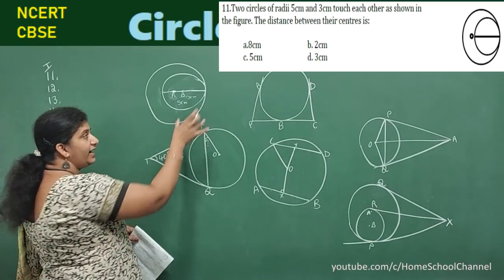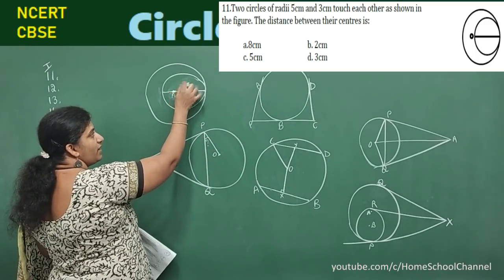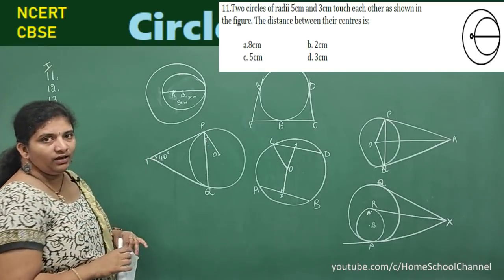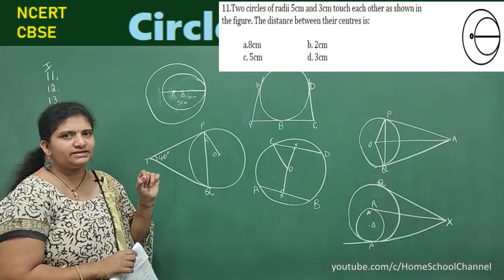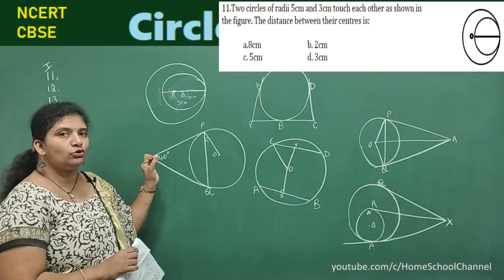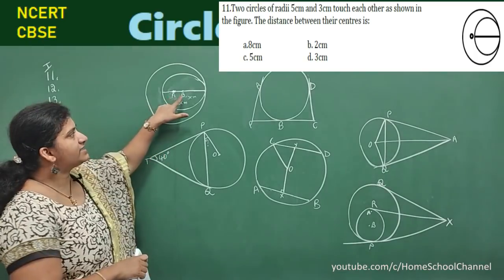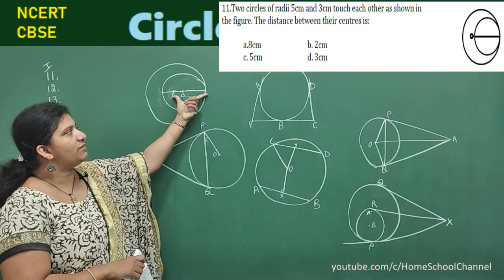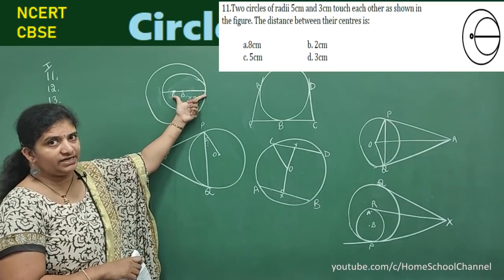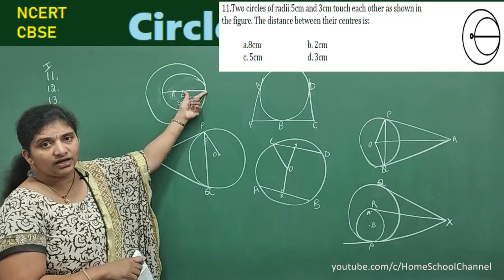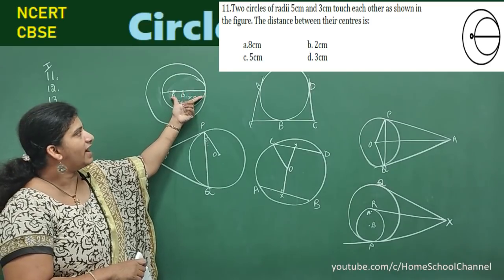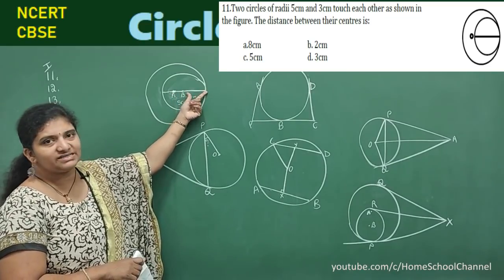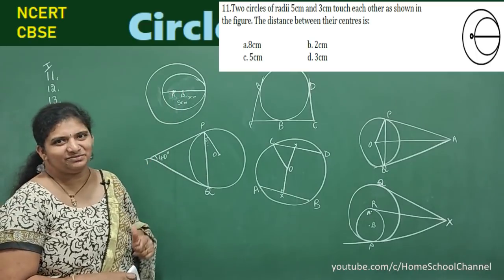And the big circle radius is 5. Suppose from here to here. Okay, so now, what is the distance between the two circle centers? By saying this, what is the length of AB? Observe here, from here to here it is 5 centimeters, and from here to here it is 3 centimeters. 5 centimeters minus 3 centimeters will give you 2 centimeters.